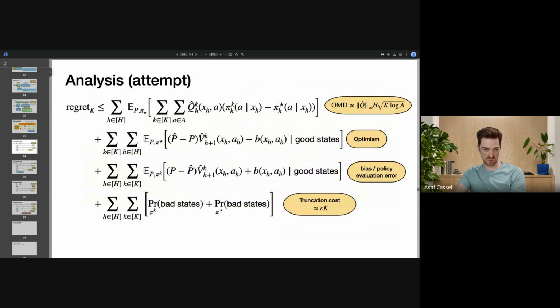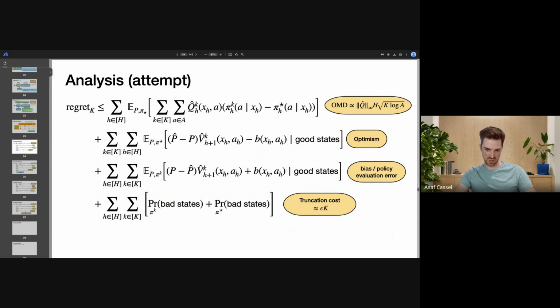Okay, so the way that you would naively think of analyzing this is if we start from what Sherman et al. did. This is exactly the decomposition that we looked at before. The OMD term is fine. The optimism term is again fine because we're conditioning on the good states, and so is the bias. But what we're paying for is, again, the probability that we're in bad states with respect to both the policy pi k, our policy, which will be okay, but also with respect to pi star.